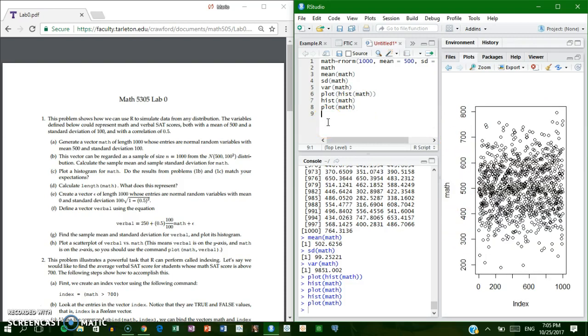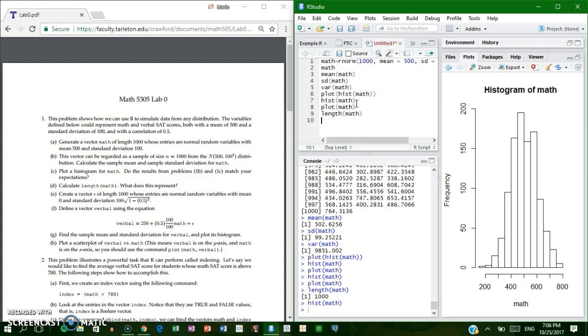Alright, so part D, calculate the length. Well, we know it's 1000, but the length is just length of math, which gives 1000. What does it represent? It represents the length of math, the size, 1000.